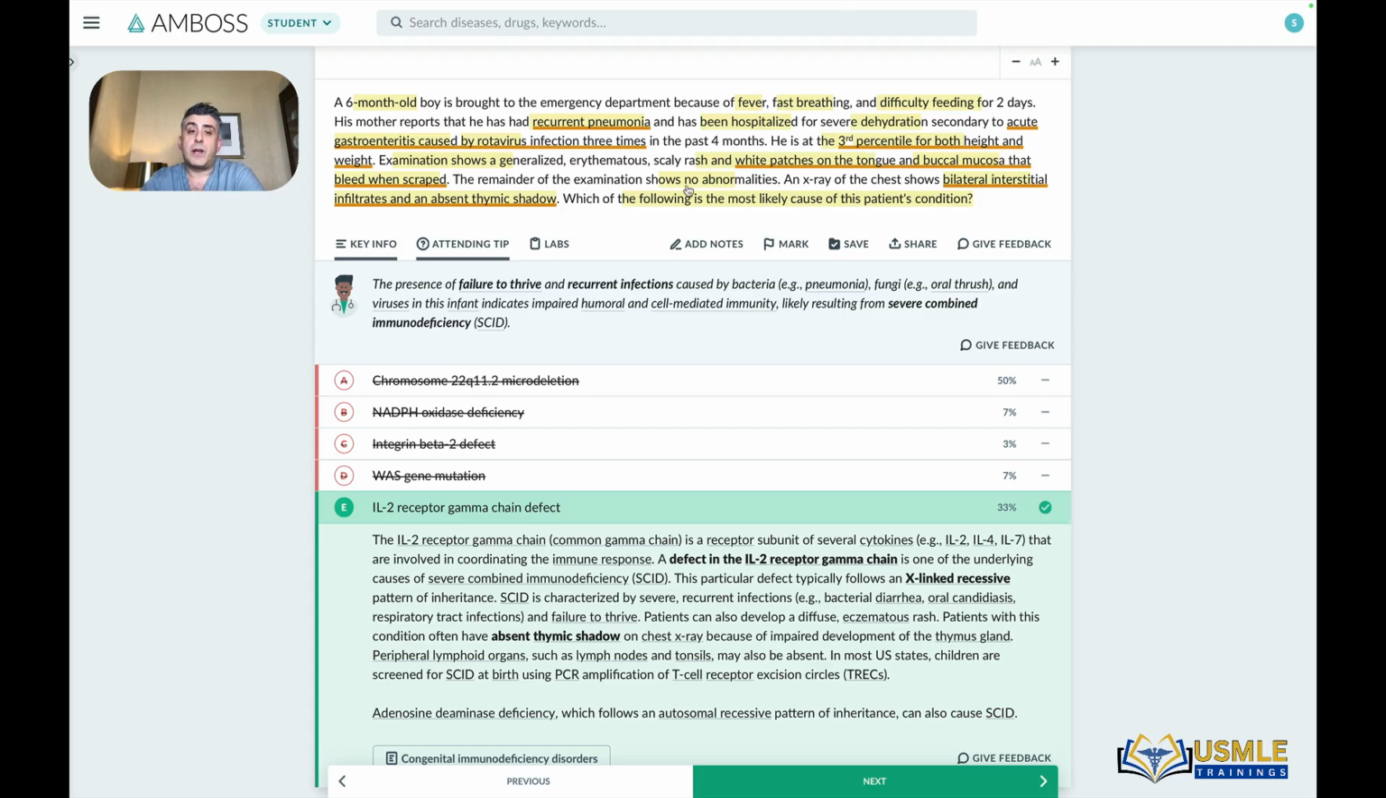Read the last 2-3 lines to understand what they want from us, perhaps some valuable information, and the valuable information it was absent thymic shadow. It provided us 2 different differentials, DeGeorge's and SCID. Thereby, we went ahead, knocked out 3 answer choices, B, C, D, left with A and E, and we had to go to the top, always go to the top and read the rest of the scenario, presenting bacterial infection, viral infection, and fungal infection automatically leads to SCID, knocks out DeGeorge's.